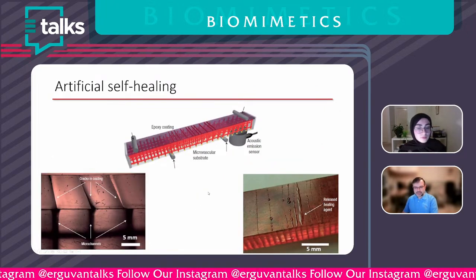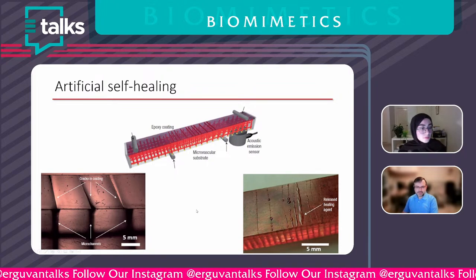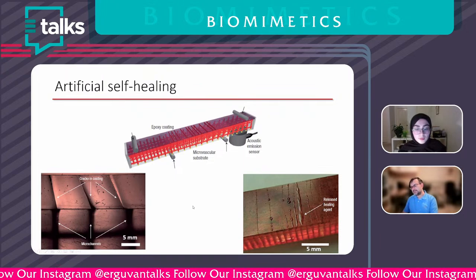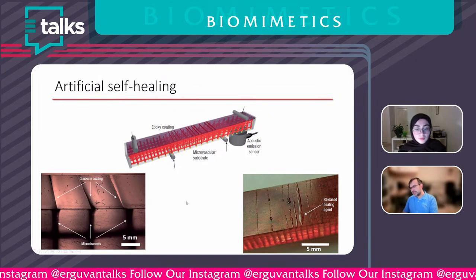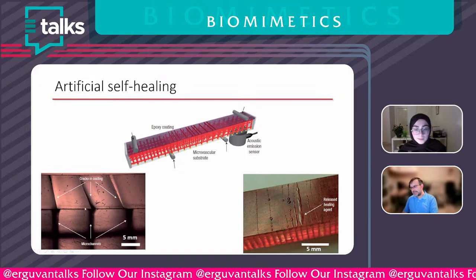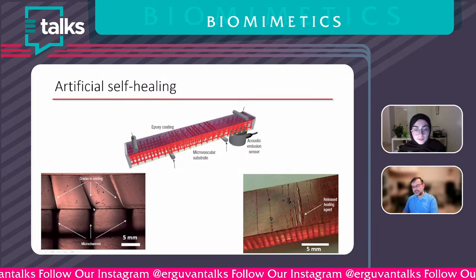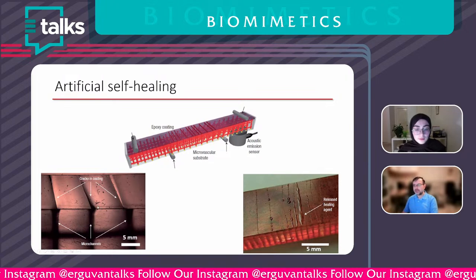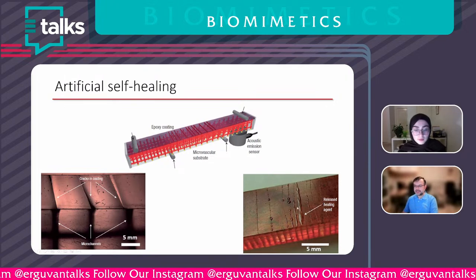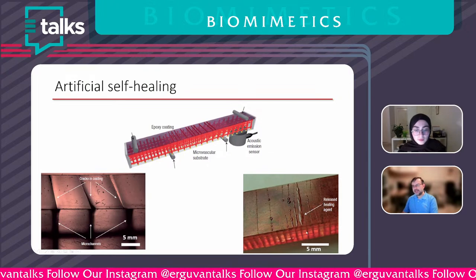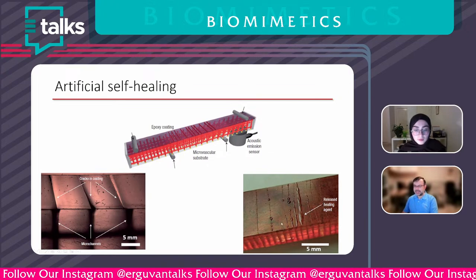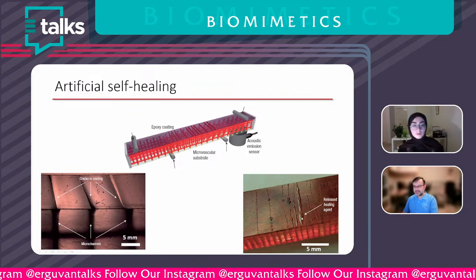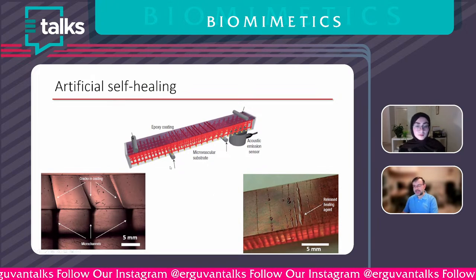Those micro channels, this is again a microscope image. And when the cracks happen, this is a picture. You see the healing agent is released through those artificial veins, or microvascular structures, and heals the structure. So the structure is not broken. You can see the excess agent. It could probably be easier to clean, but at least it's not shattered, right?